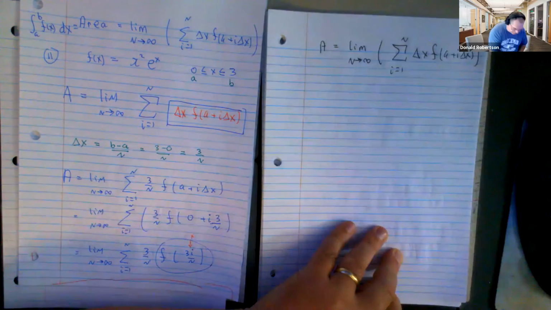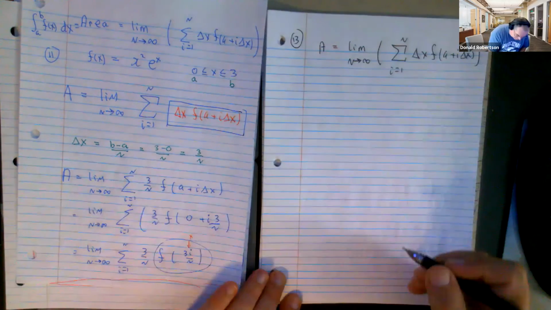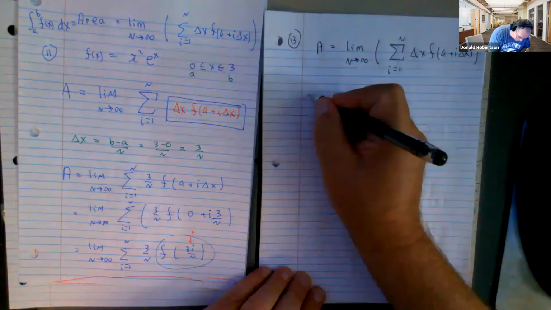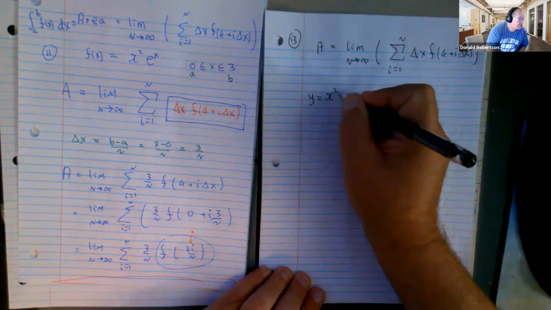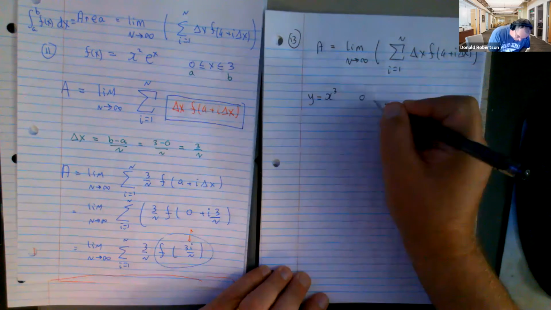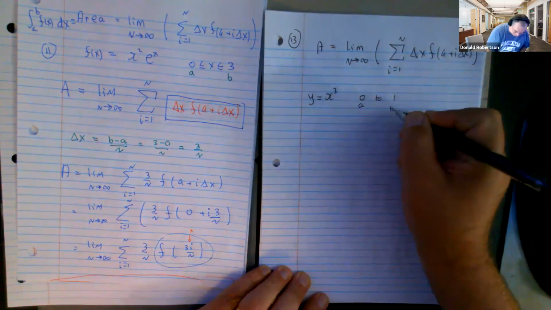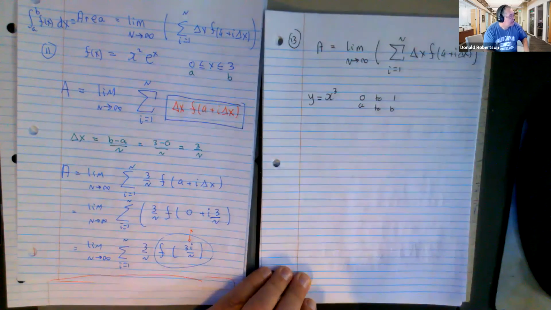And in question 13, we're being given the function, and it's y equals x cubed. And we're going to be doing it from 0, which is a, to 1, which is b. And here it goes.